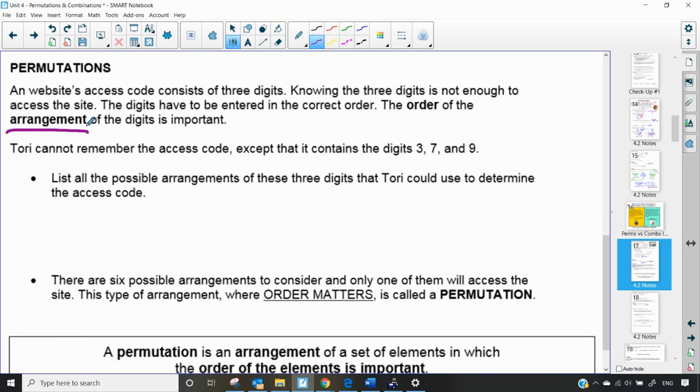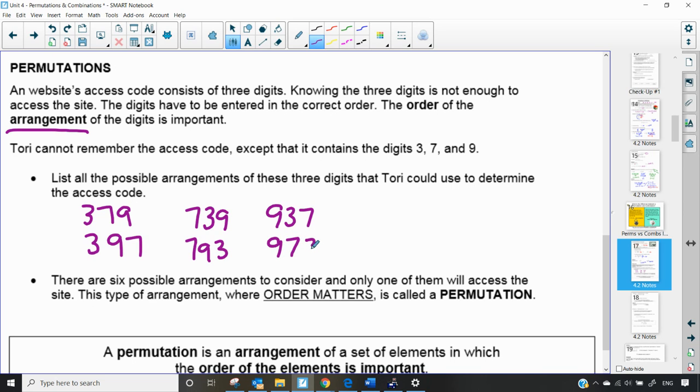So this first question here, it says, Tori can't remember the access code except that it contains digits 3, 7, and 9. So if we want to write out those combinations that we can have: 3, 7, 9. We could have 3, 9, 7. We could have 7, 3, 9. We could have 7, 9, 3. We could have 9, 3, 7. And we could have 9, 7, 3.